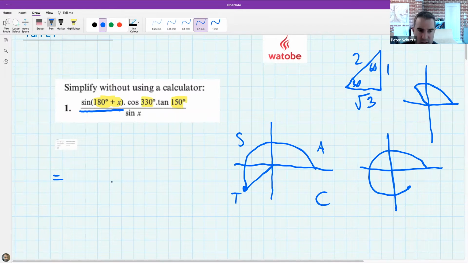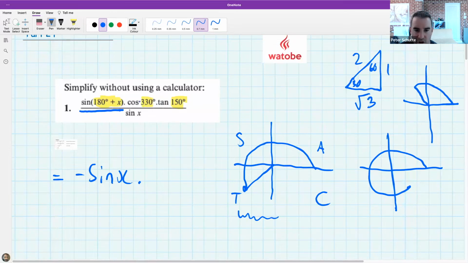So for me, the quadrant that 180 plus x is in is quadrant number 3. So it's this first drawing over here, and it's x away from the nearest horizontal. And so I get minus sine x for that first bit. Exactly, minus sine x.